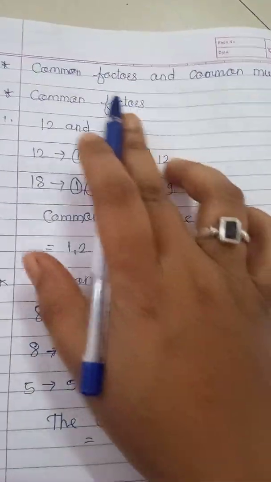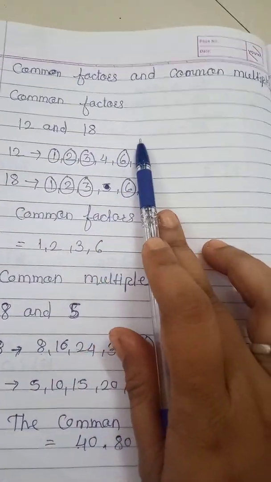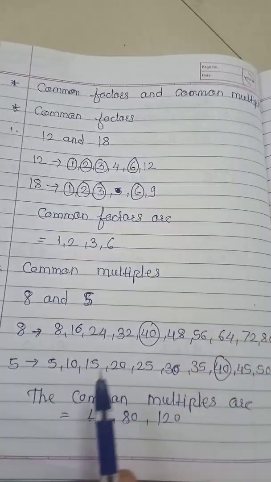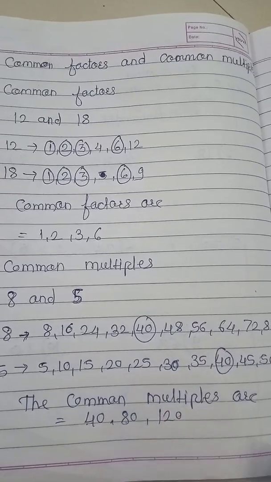This is the difference between common factors and common multiples. Common factors are limited, but common multiples are unlimited. Okay, thank you.